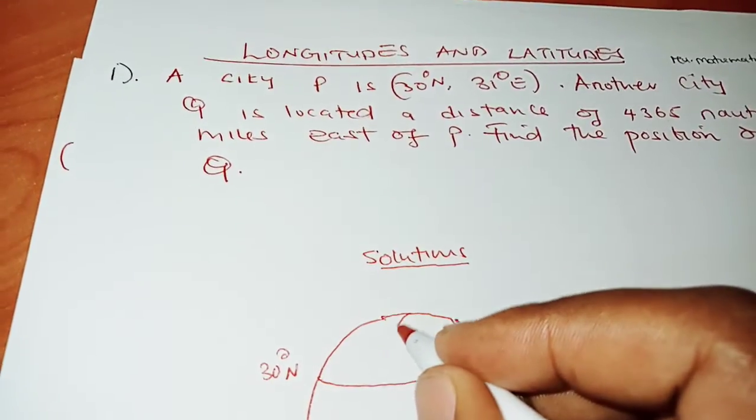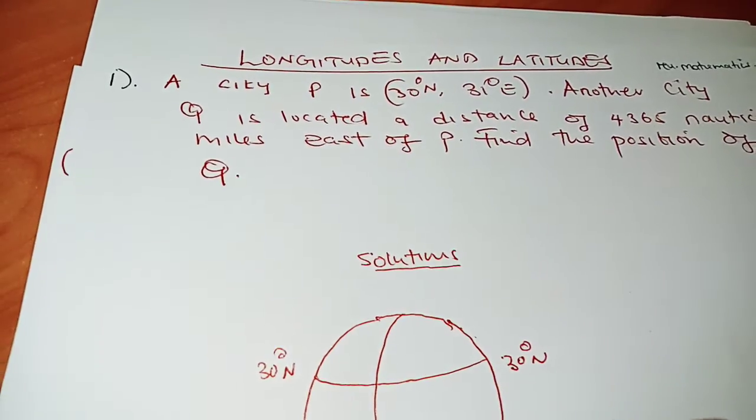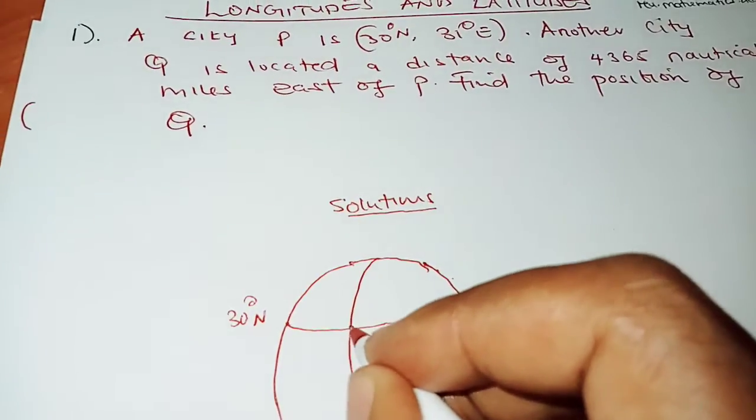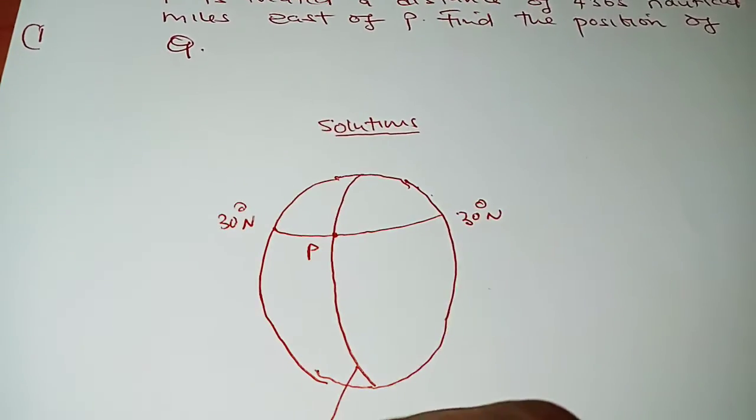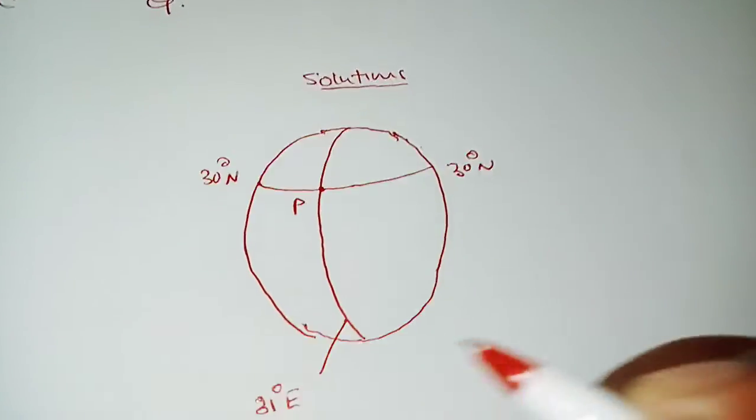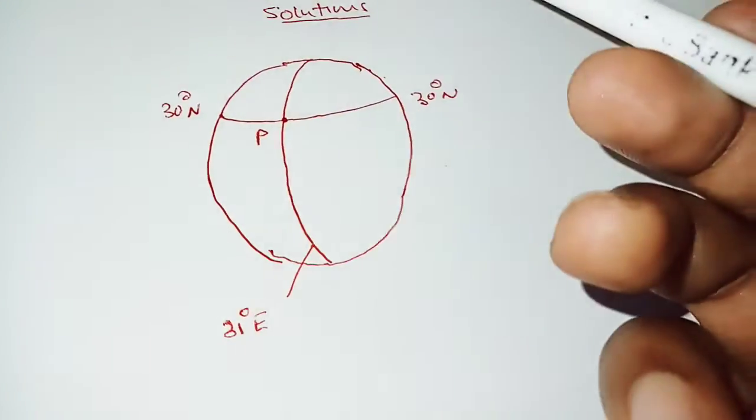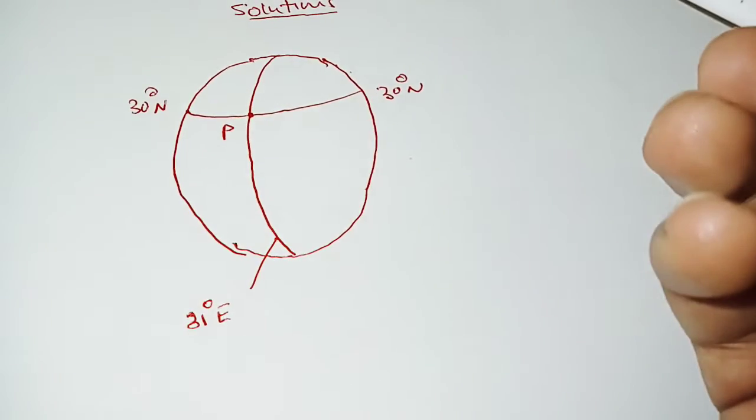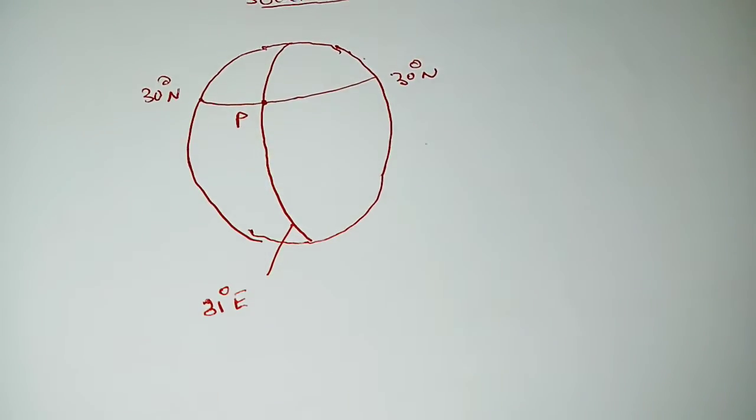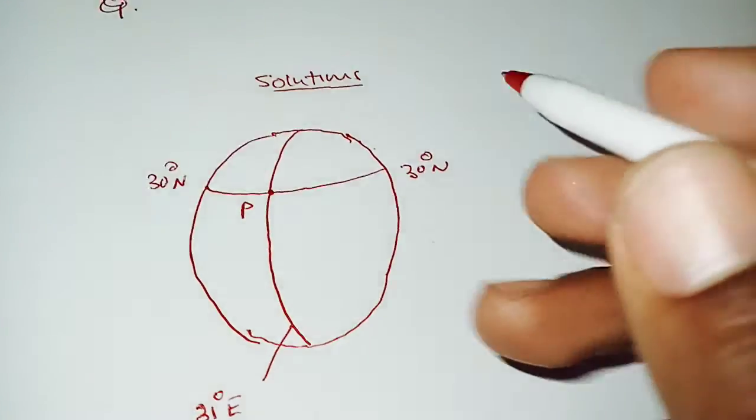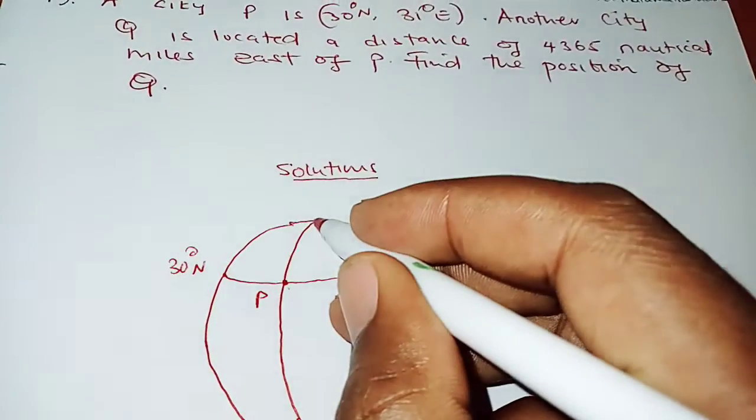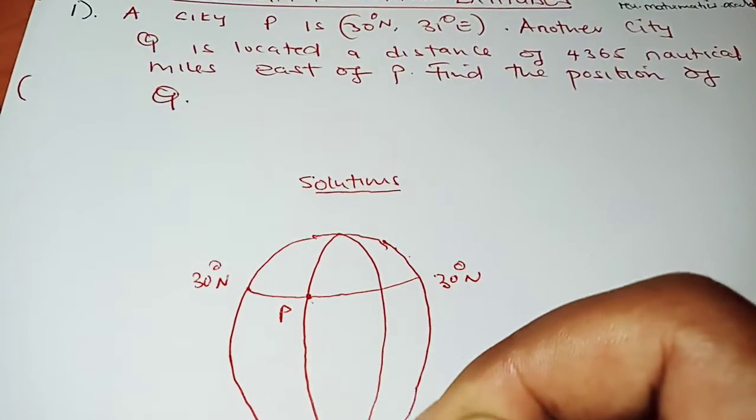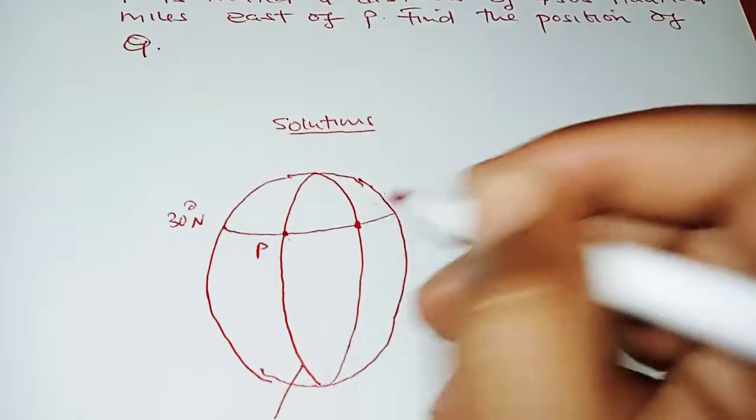It's always good to have a good diagram in order for you to have a geometric intuition of what you're dealing with. So this is point P, right? And I call this one longitude 31 degrees east. Then we have this town that we are calling Q, located at a distance of 4,365 nautical miles east of P. So we know that if P is here, this is to the east. So you'll have another town here. It's just a sketch, so it doesn't matter.